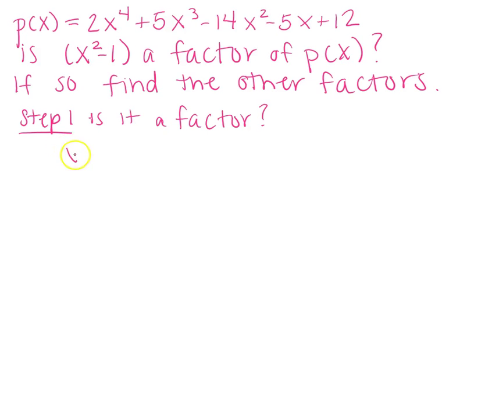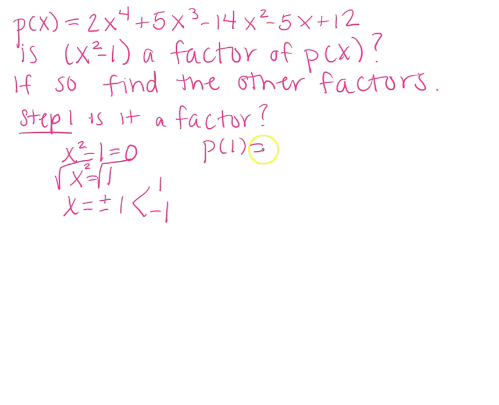Same thing, I'm going to set x squared minus 1 equal to 0. So x squared equals 1, which means if you take the square root, x is equal to plus or minus 1. So there's actually 2, 1 and negative 1. Let's check them both. I'm going to plug 1 into my polynomial.